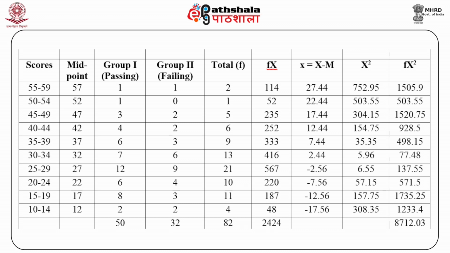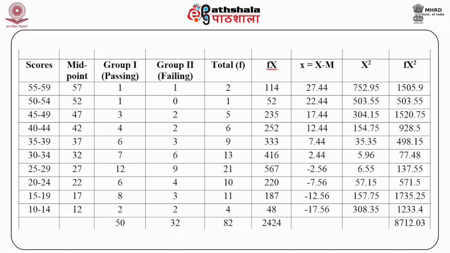Fx, if we multiply frequency with the midpoints, we get 114, 52, 235, 252, 333, 416, 567, 220, 187 and 48, summation Fx being 2424. Small x, which is capital X minus capital M, is 27.44, 22.44, 17.44, 12.44, 7.44, 2.44, minus 2.56, minus 7.56, minus 12.56 and minus 17.56.